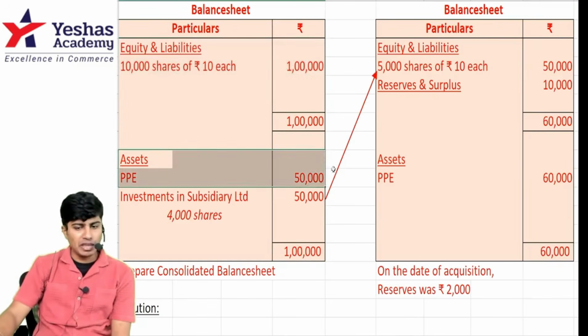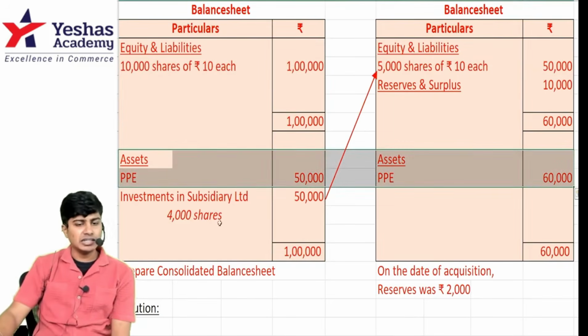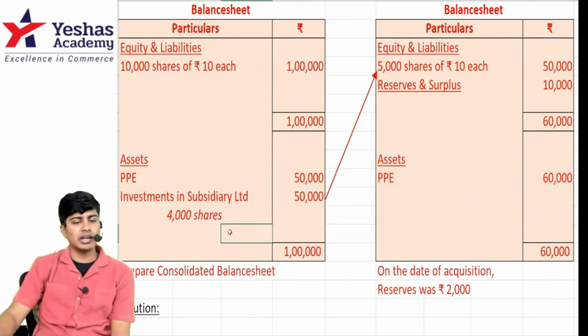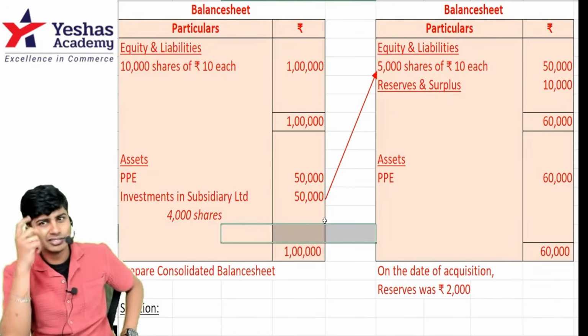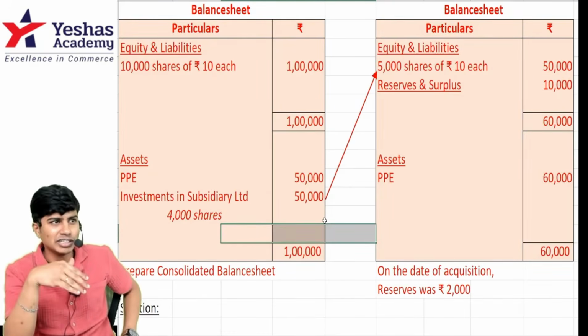Asset side, PPE 50 plus 60, 1 lakh 10. This investment will not appear. Here I'll write goodwill 8,000. 50 plus 60, 1 lakh 10 plus 8, 1 lakh 18. It'll tally. Easy. Did not understand? Shall we do it step by step?